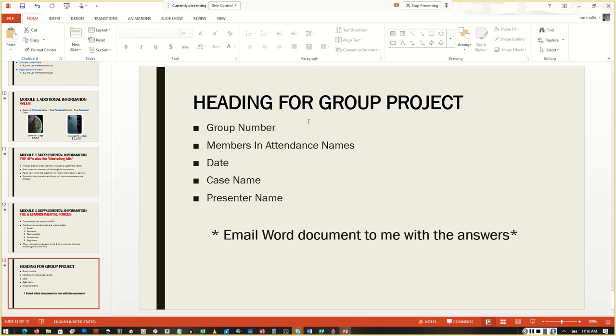Each question that you answer has to be at least 100 words minimum, and there'll be 2 questions for each group to answer. So go ahead and get into your breakout sessions, and once you get in there, check your email for the group case assignment.